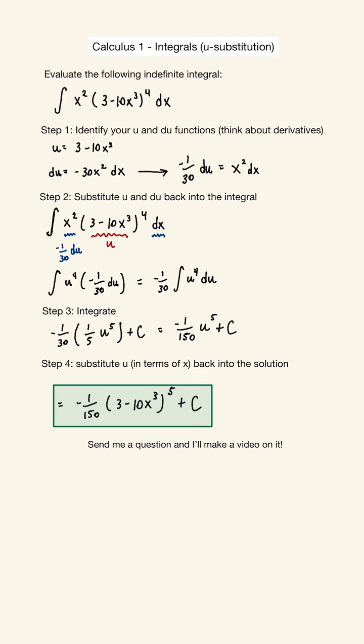And the last step is we can just back substitute our u term into the solution. So this u will get substituted with 3 minus 10x cubed. And so once we rewrite our example in terms of x, this will be our solution.